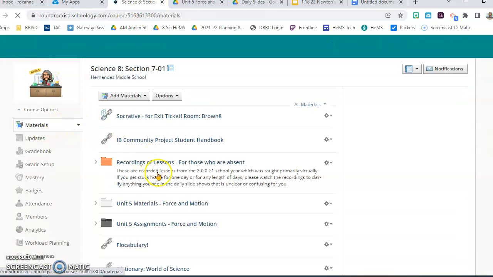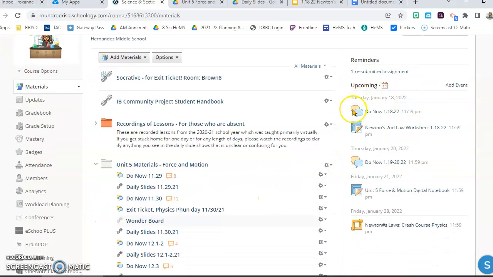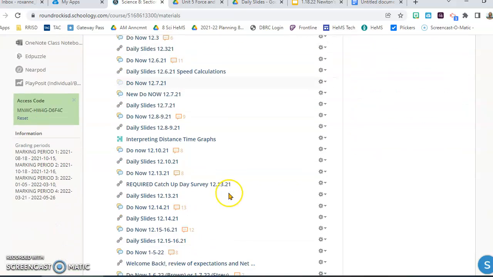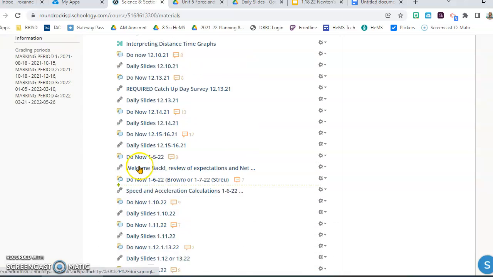Coming back here, you can always answer the Do Now. You can participate from home because see, look, it's popping up right here. I would always recommend you come down and you find it. So here is today's Do Now. Here is a copy of the Do Now. Here's the copy of the slides for today, but they don't have the narration. Those are always found in the recording.